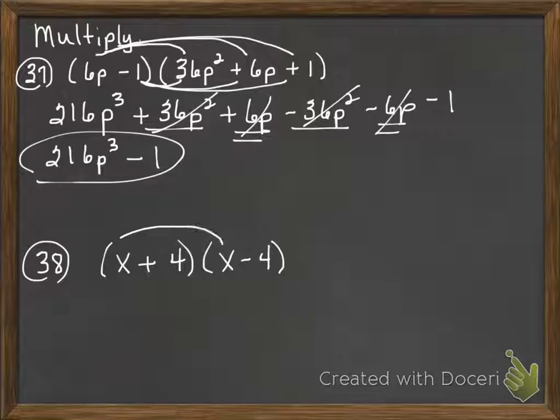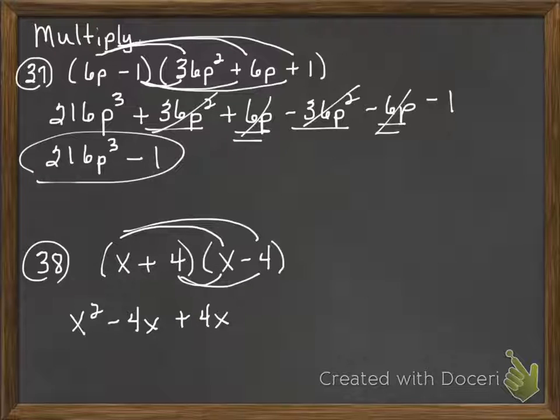38 is a binomial times a binomial, but we're going to work it exactly the same. We're going to start with the x, and we're going to distribute the x into the second parentheses. x times x is x squared. x times negative 4 is negative 4x. Positive 4 times positive x is a positive 4x, and positive 4 times negative 4 is negative 16. We have two like terms in the middle, but they are opposites, so they will cancel each other out. And your final answer is going to be x squared minus 16.